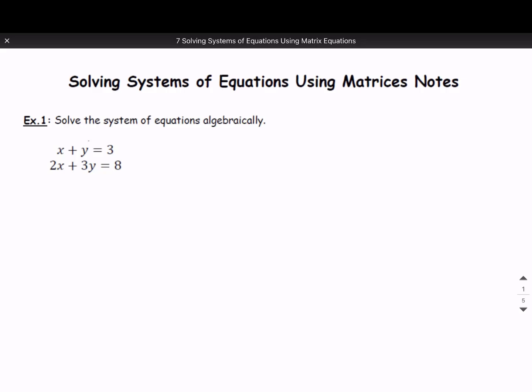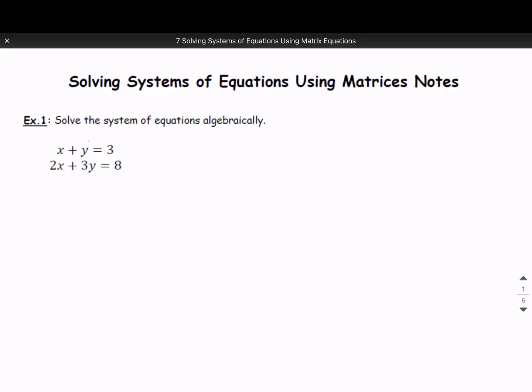Okay, so today we're going to look at solving systems of equations using matrices. Now, I have an example here. It's two linear equations that we want to solve algebraically. I know you know how to solve systems either by substitution or elimination, and I know you also know how to solve them graphically. So we're going to choose one of those methods, and since the directions say algebraically, we need to use substitution or elimination.